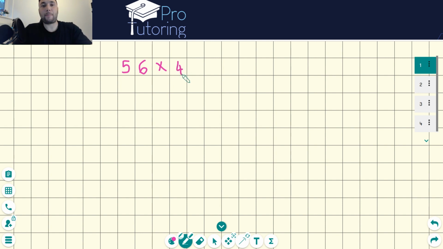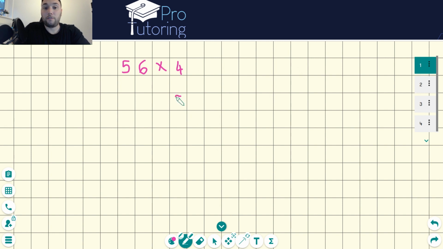Now that's something that we may not be able to do in our heads. Some of you might be able to go, right, well, 50 times 4 is the same as doing 5 times 4 and then multiplying it by 10 and then do 6 times 4. And that is a great mental math strategy. But if you can't do that, this is the way that we do it.